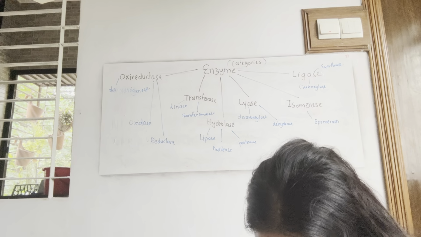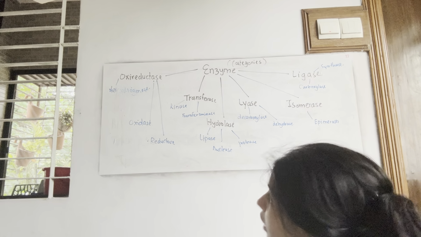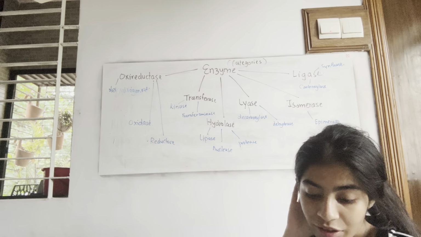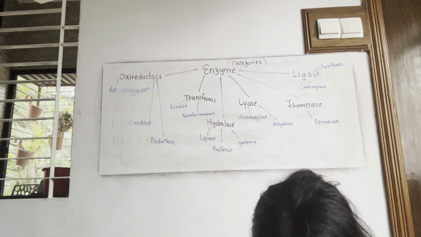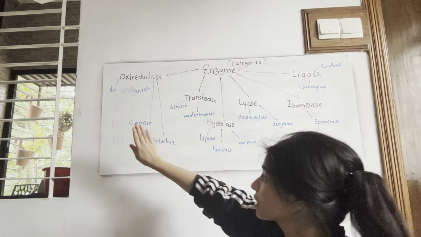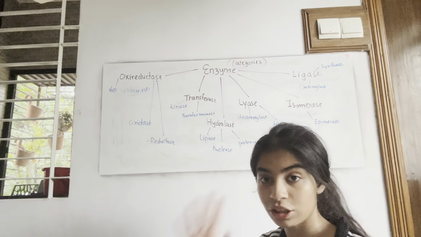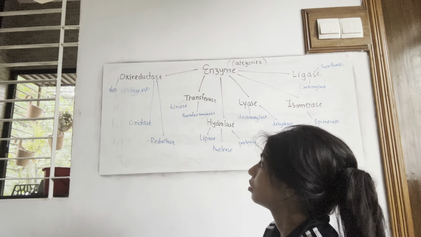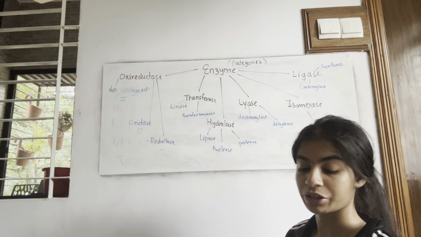Now before we talk about the subclasses, let's talk about the classes. Oxidoreductase catalyzes oxidations and reductions. While its subclasses: dehydrogenase introduces double bonds, oxidase does the oxidation catalyzation, and reductase does the reduction catalyzation. So this is more than enough for you to understand.